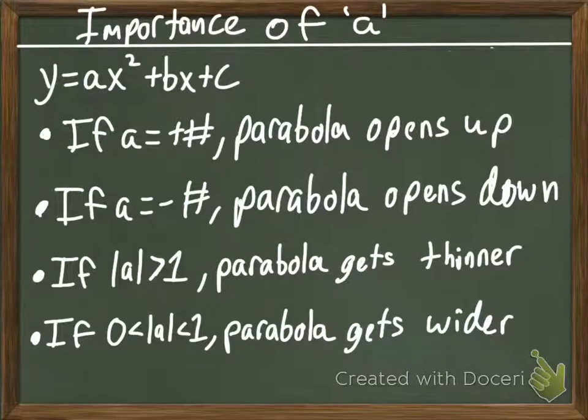Something else that we looked at in the first video was what number a was. And we found out that if the absolute value of a was bigger than 1, your parabola gets thinner. If the absolute value of a is somewhere between 0 and 1, as in it's a fraction or a decimal, your parabola is going to get wider.